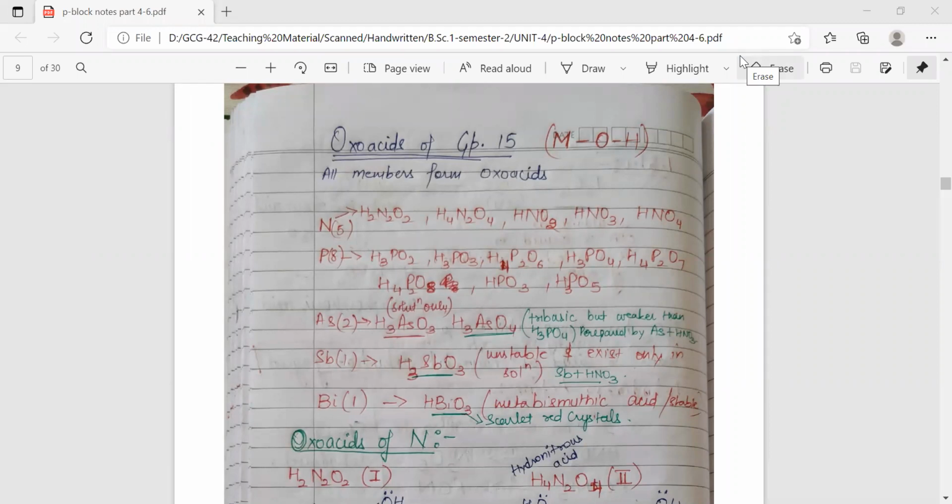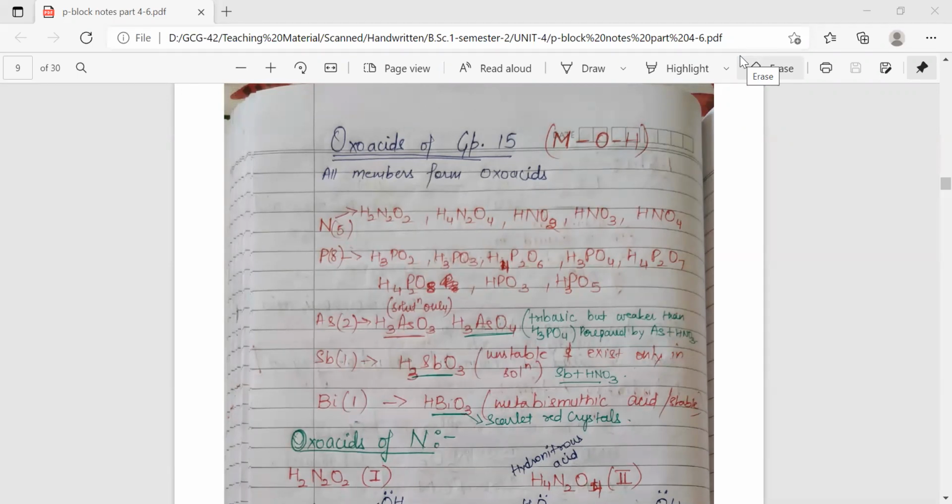So in this video, we're starting with the oxo acids of group 15. Oxo acids, as the name indicates, are the acids where the hydrogen atom, which is ionizable, due to which the compound is called an acid, is attached directly to the oxygen, and that oxygen is attached to the element of which we are talking about the oxo acid. So here we are talking about group 15.